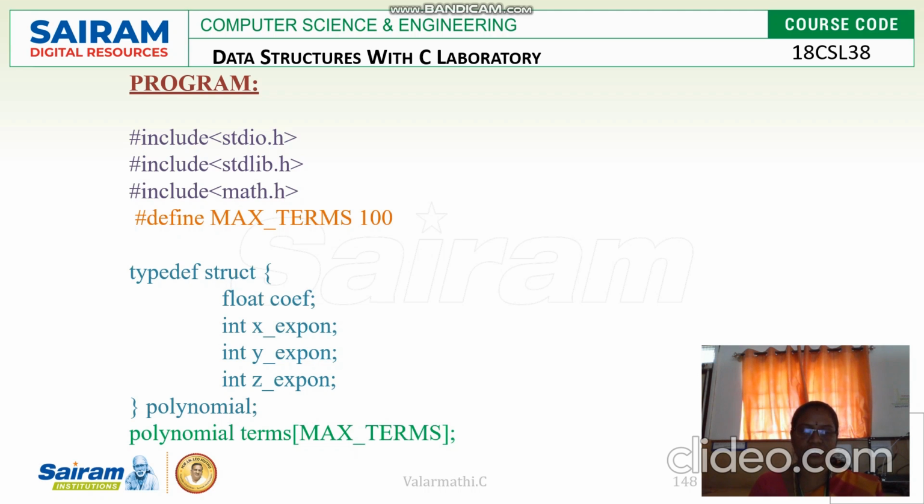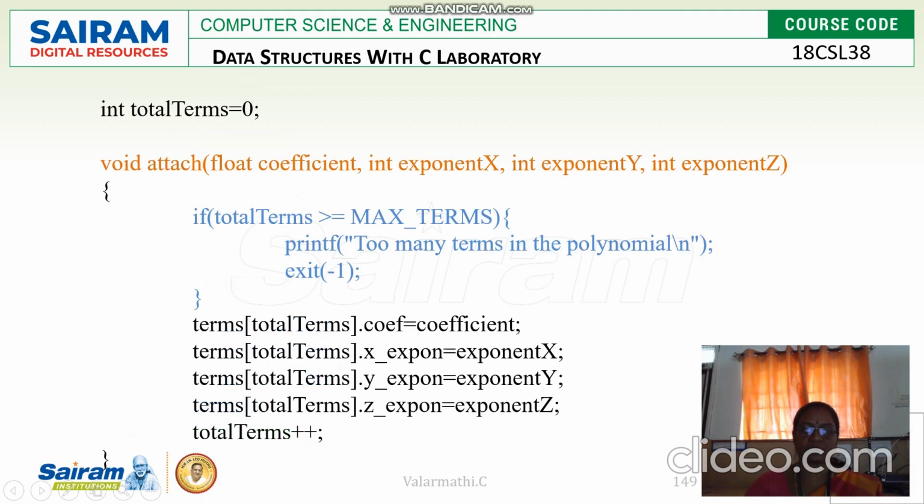Here the structure is made as typedef of struct, and the coefficient is defined as float, and the x exponent, y exponent and z exponent are declared as integers. Then finally it ends with a structure member variable as polynomial with an array of maximum terms. So here maximum terms is 100. Likewise, this polynomial structure is made.